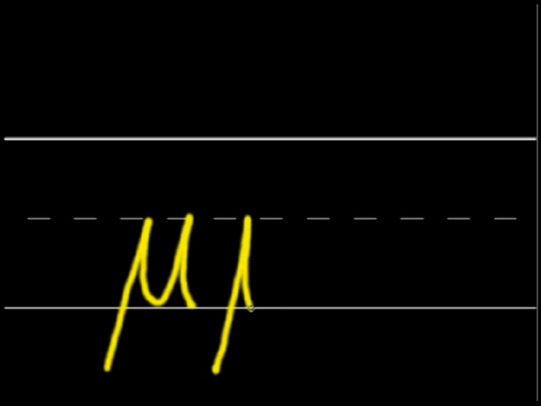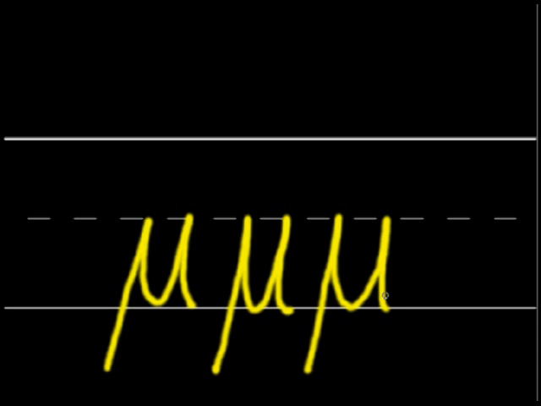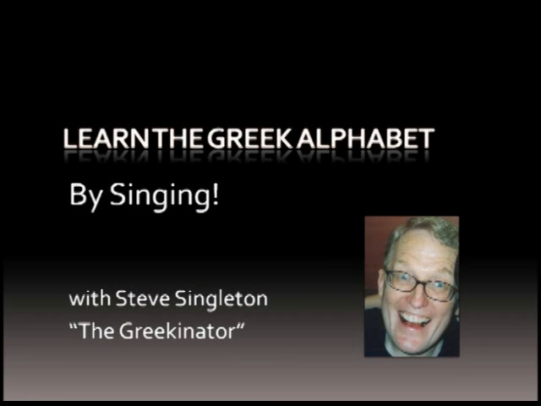Now with mu, you want to start below the baseline, come straight up and over. That's a very good mu. Do not associate this with the English letter U. Think of it as sort of a scrunched capital M, because it is an M that we're dealing with, a mu. That's a mu.